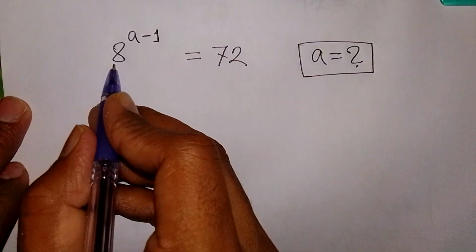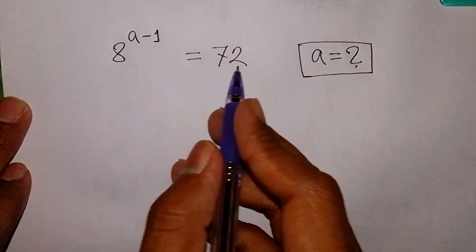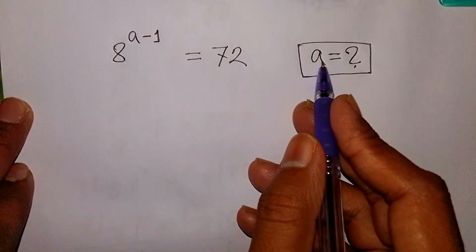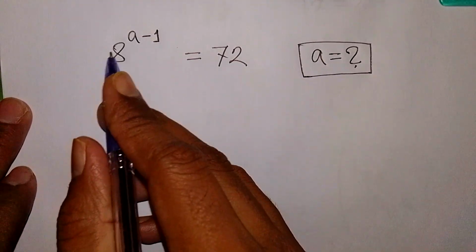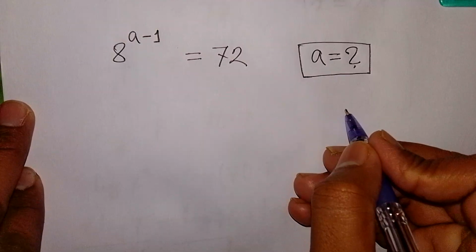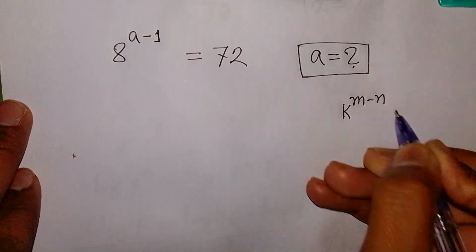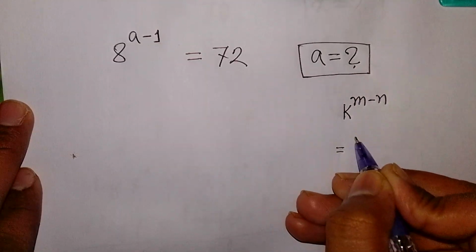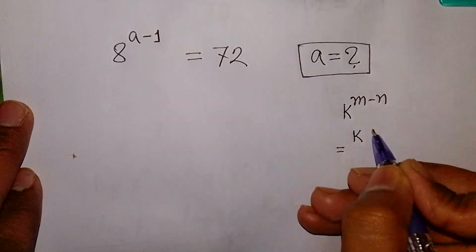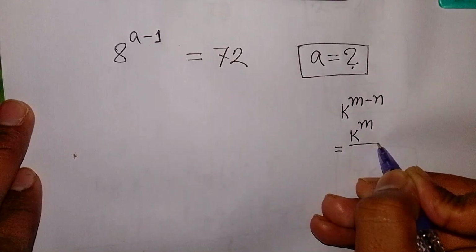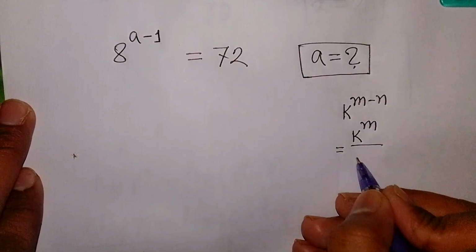How to solve 8 power of a minus 1 is equal to 72. Find the value of a. Here apply this exponential rule that k power of m minus n is equal to k power m over k power n.